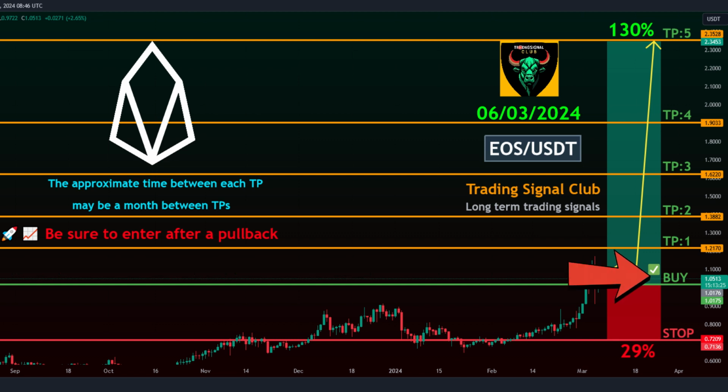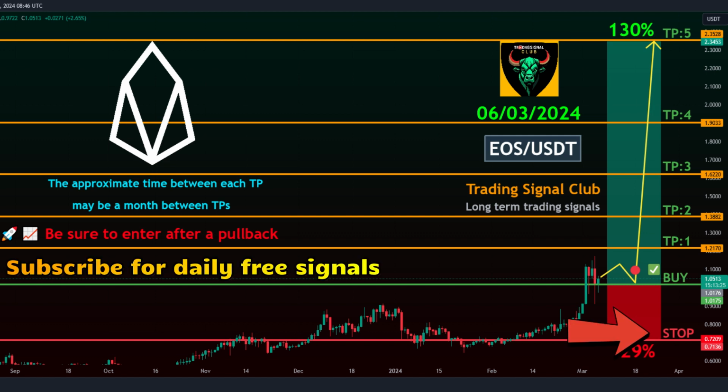Entry point, 1.0179 to 1.0827. Take profit targets. Target 1, 1.2170. Target 2, 1.3882. Target 3, 1.6220. Target 4, 1.9033. Target 5, 2.3528.